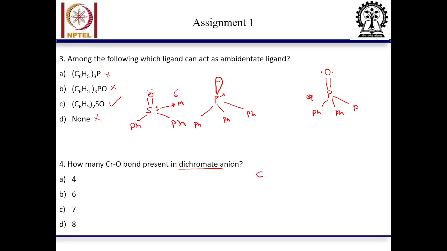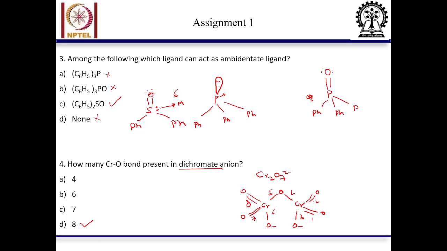So our dichromate is Cr2O7 2 minus, right? K2Cr2O7, right? So we have an O bridging Cr, then we have a double bond O, O minus, double bond O. So how many Cr-O bonds are present? 1, 2, 3, 4, 5, 6, 7, 8. So the correct option is D.